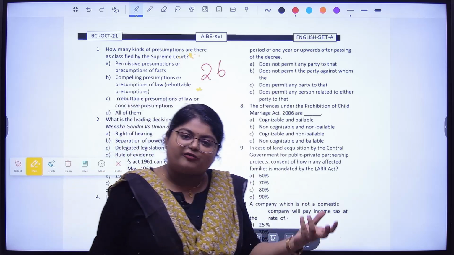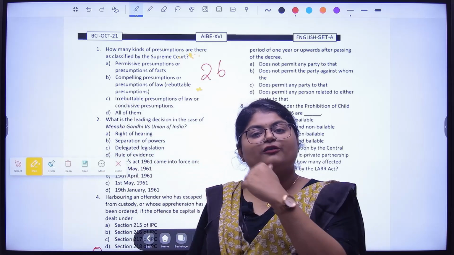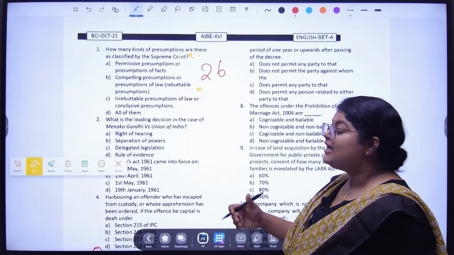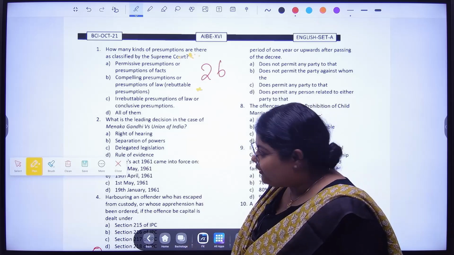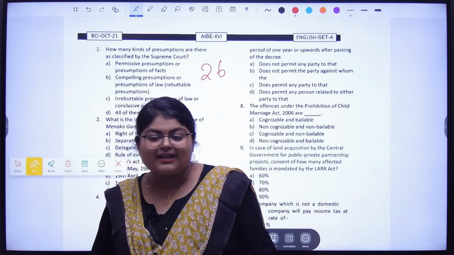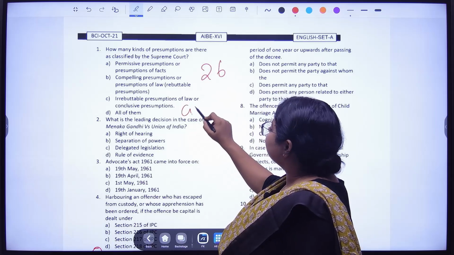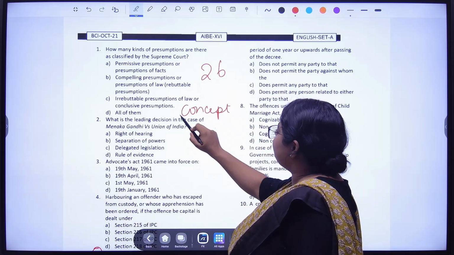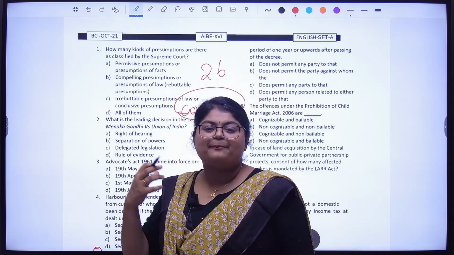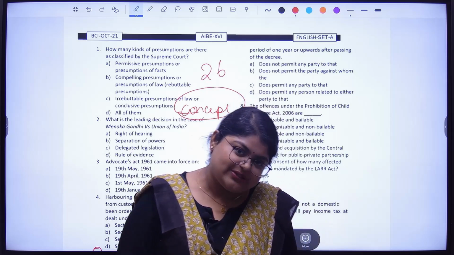The definition of murder is the same. Definition of culpable homicide is the same. The concepts that are involved are the same in the old laws and new laws. For example, coming to concept, I want to show you through some examples how I want you to study.